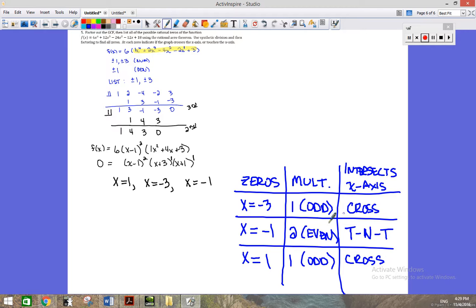If I add up these multiplicities, most often it will add up to the degree of my equation. If I had some complex numbers, it'll be a little bit less, like we saw in a previous problem. But here, 1 plus 2 plus 1 is 4. We have found all of the x-intercepts, and we have identified how the graph behaves at each of these zeros. So we're done, and I hope this helps.